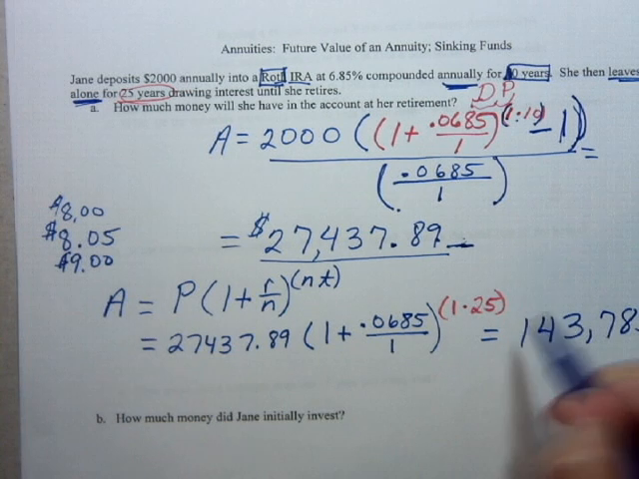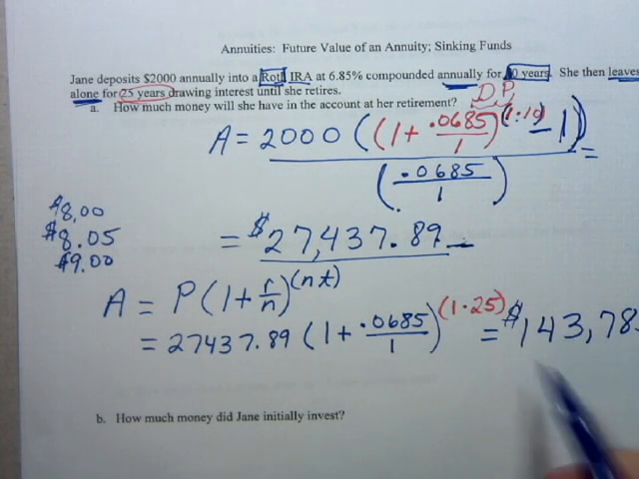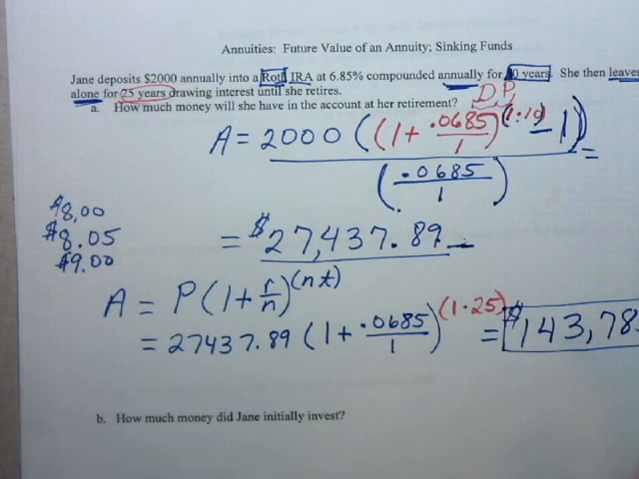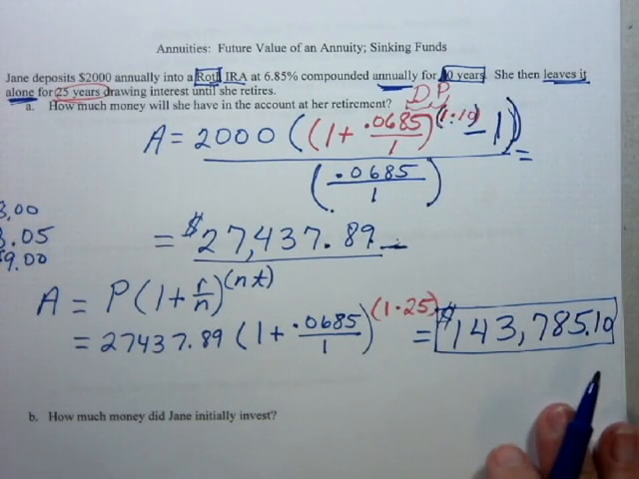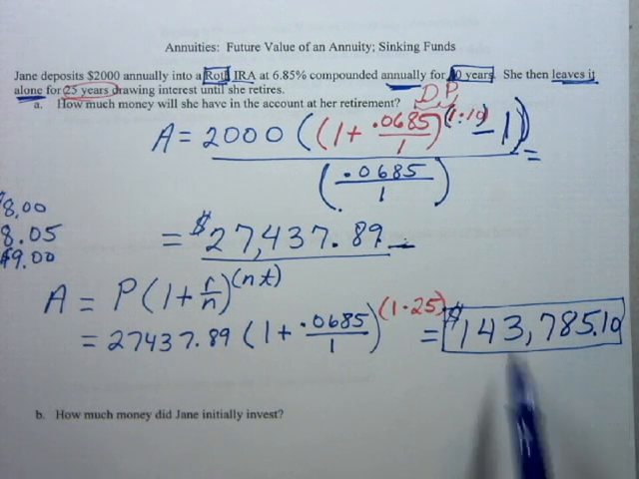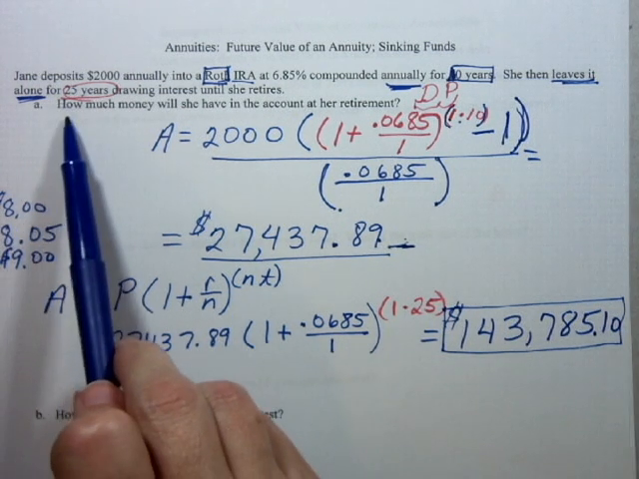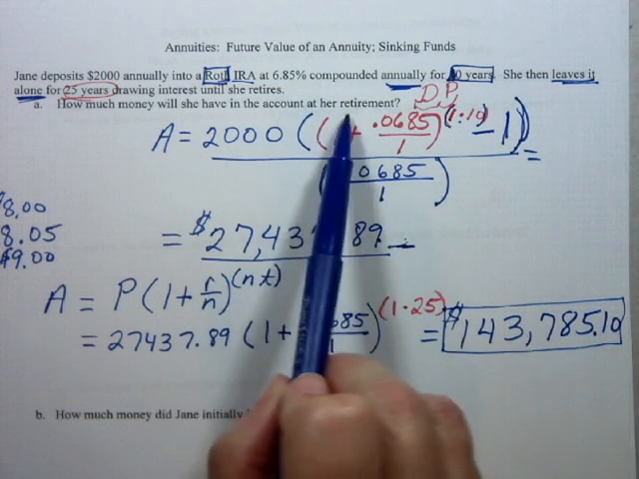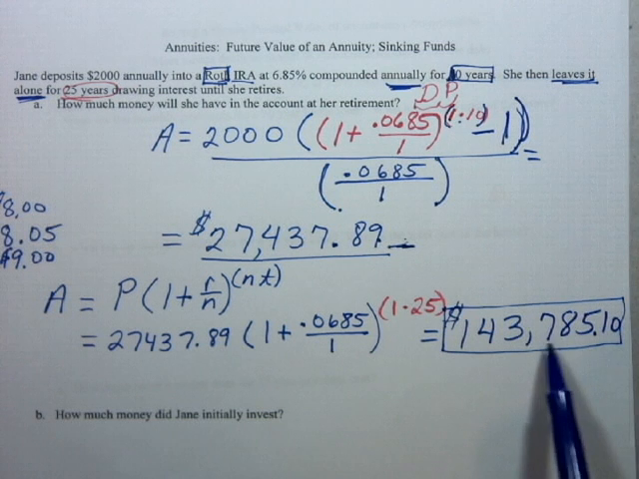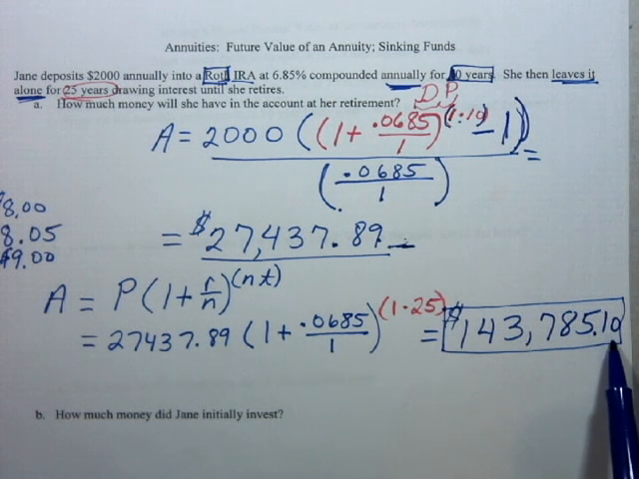$143,785.10 in her account. My throat hurts so bad, y'all. Oh, I gotta move this over. Sorry. Okay, so that's how much she ends up with in her account. Now let me make sure, did I answer the question? How much money will she have in the account at her retirement? Jane's going to have $143,785.10 in her account. Now, here's what's great.